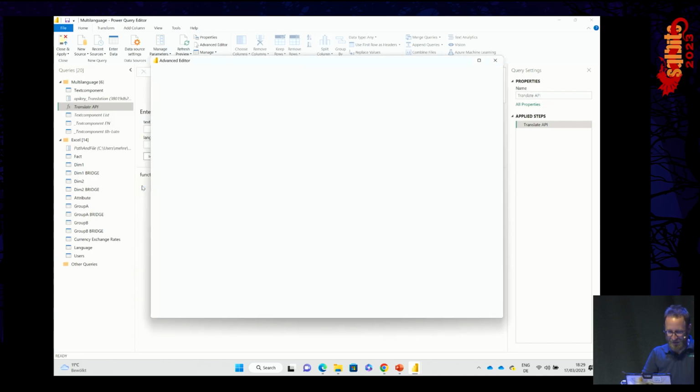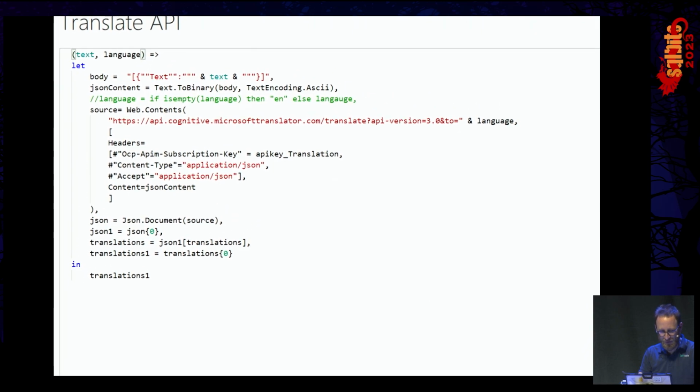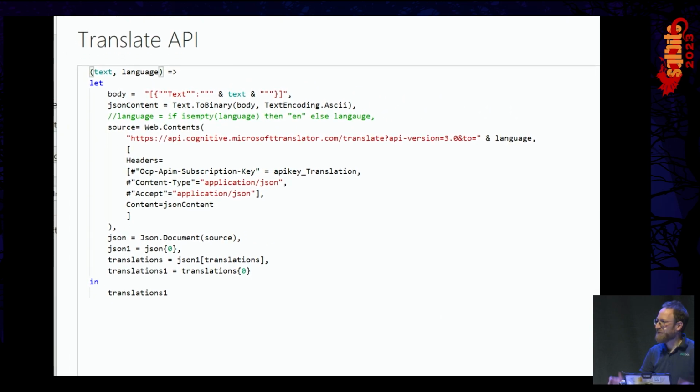So, and then the advanced editor. I think everybody of you knows why this is called advanced editor. Because you have to be an advanced user to be able to use it. I mean, it got better, right?